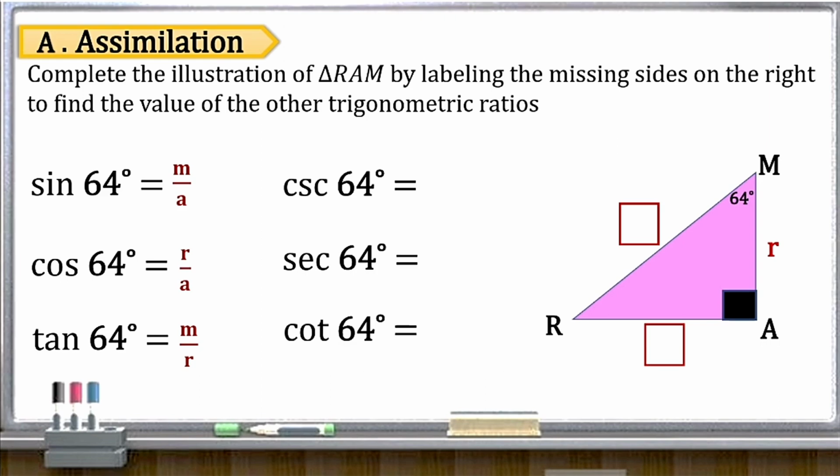So, ang gagawin nyo dito, complete the illustration of triangle RAM by labeling the missing sides on the right to find the value of the other trigonometric ratios. So, ilalagay nyo lang, class, yung M at A dito sa opposite side and hypotenuse. Then, hanapin nyo yung 3 trigonometric ratios ng cosecant 64 degree, secant 64 degree, and cotangent 64 degree.